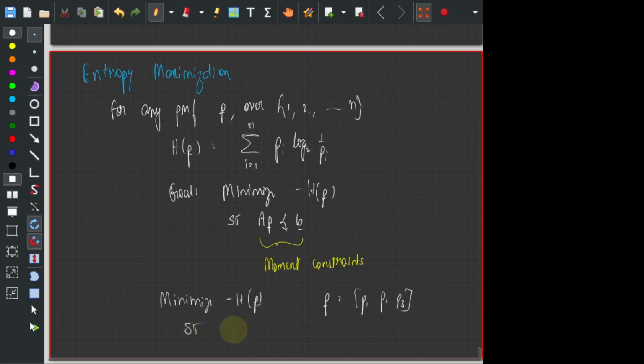Let's say that p1 plus 2p2 plus 3p3 is less than or equal to, say, 0.5. And of course, you also have the constraint that p1 plus p2 plus p3 equals 1, because after all, this has to be a valid PMF.